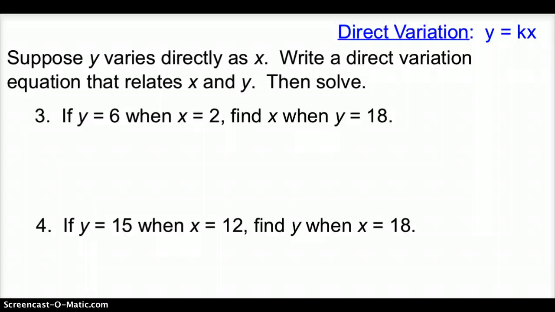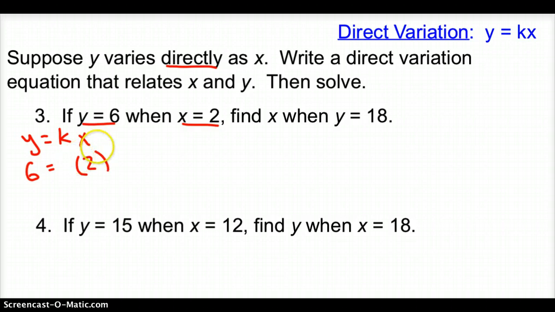Next, we have some direct variation equations where suppose y varies directly as x, and so now this directly tells us that it's going to be a direct variation. Write a direct variation equation that relates x and y, then solve. The very first thing we have to do is know the direct variation equation, which is y equals kx. Now, whatever they give you in the first part, you're going to plug in. So I know y is 6, so I'm going to plug 6 in for y. And I know x is 2, so I'm going to plug 2 in for x, and we'll leave it k.